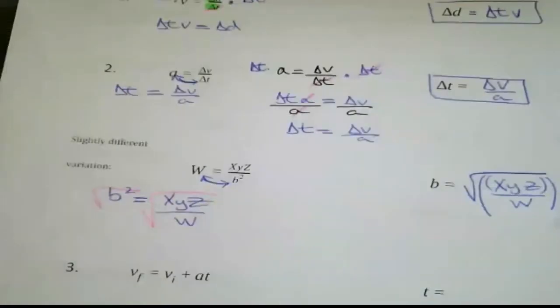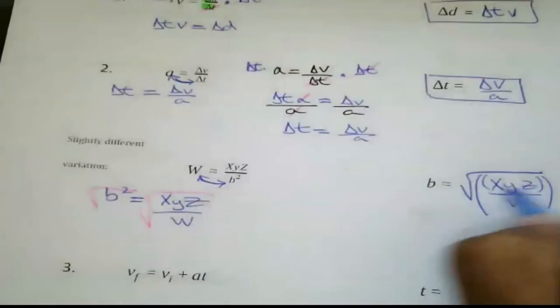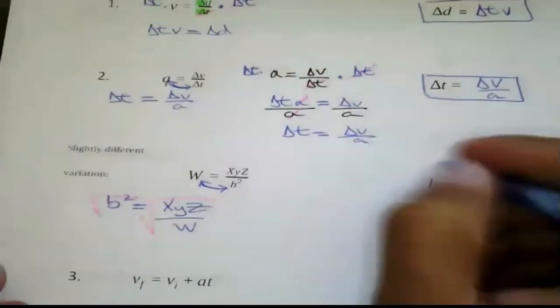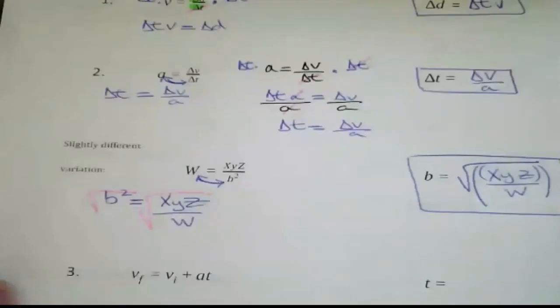So you'll see that when you have mathematical problems with numbers, you want to make sure that the top portion is multiplied, then it is divided, and then finally you take the square root of the whole thing. All right, so we are good and done with that one.